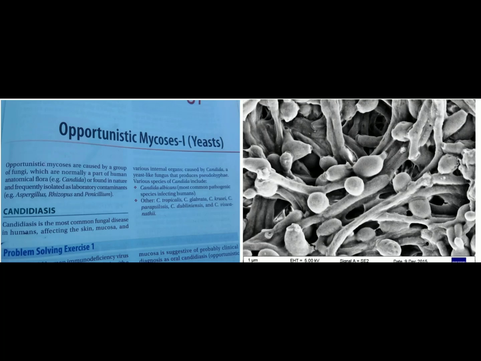Today's topic is Candida albicans. Let's study about introduction, pathogenesis, lab diagnosis, tests for identification of species, and treatment. Let's start. Introduction. Candida is an opportunistic mycosis. It is a yeast-like fungus that produces pseudohyphae. It is the most common fungal disease in humans, affecting the mucosa, skin, and various internal organs.